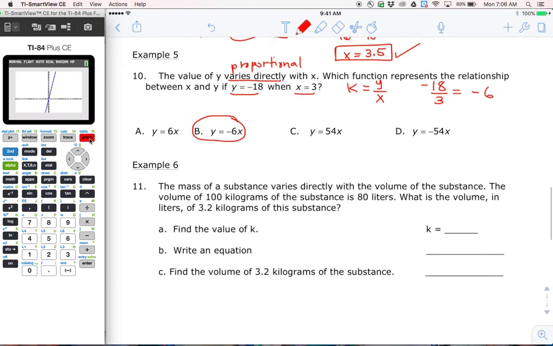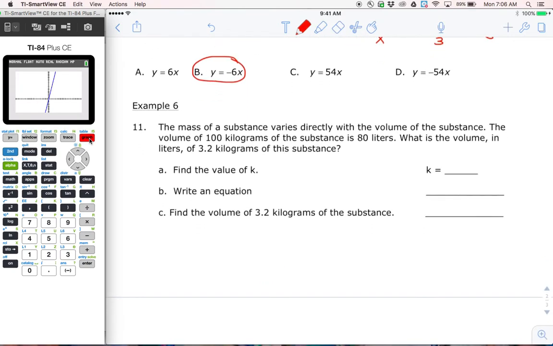All right, finally, example 6. The mass of a substance varies directly with the volume of the substance. So I'm going to call mass M, I'm going to call volume V. The volume of 100 kilograms of the substance is 80 liters. All right, so the volume of 100 kilograms is 80 liters. So I'm going to go ahead and write the volume is 80. Let's see, what is the volume in liters of 3.2 kilograms of this substance?